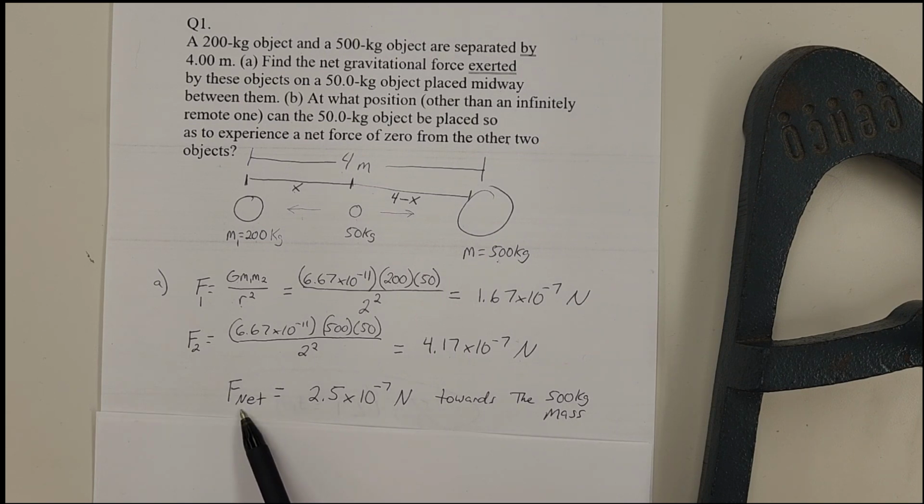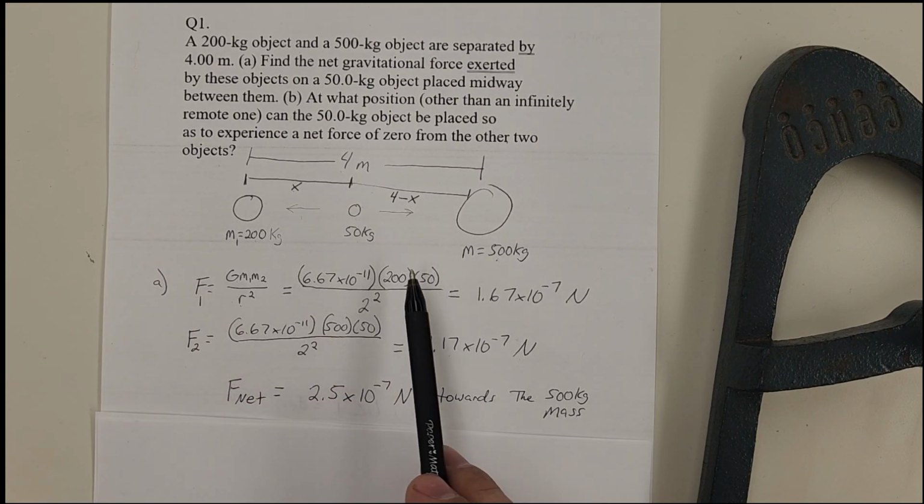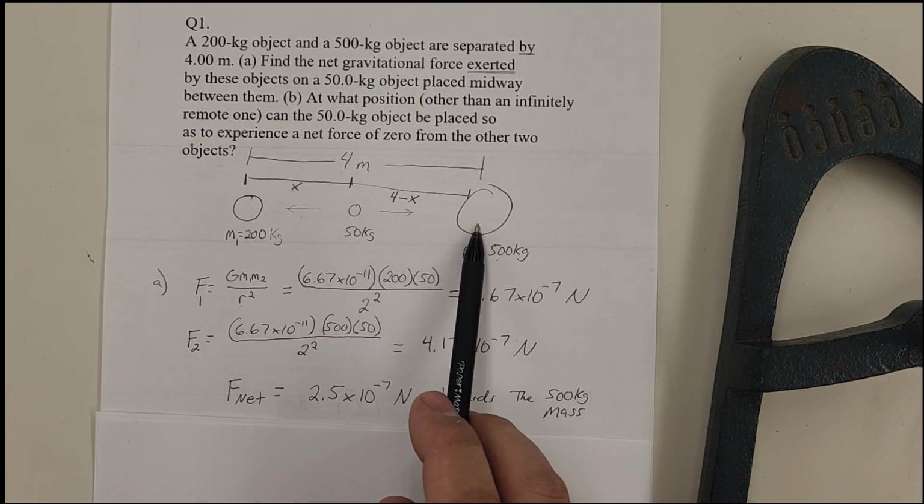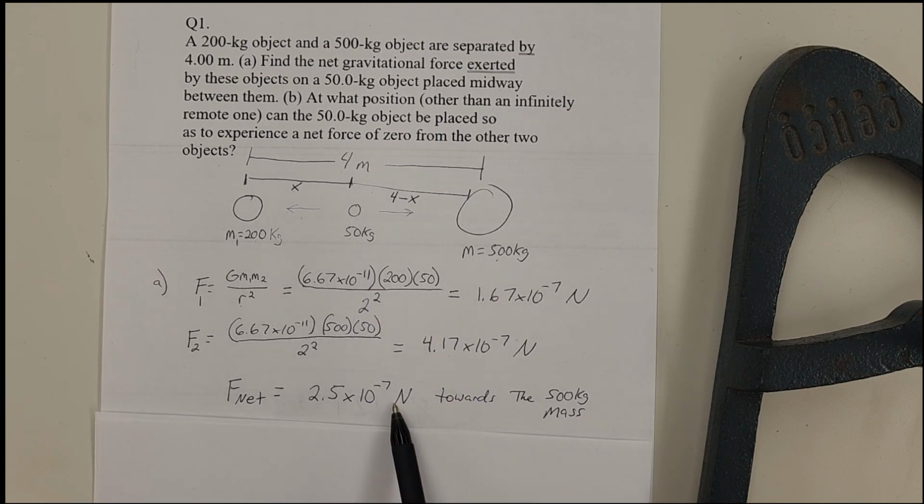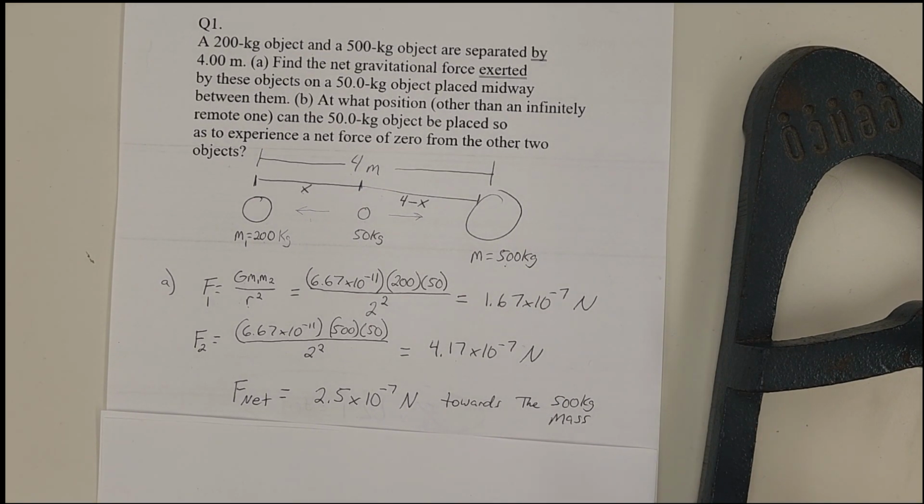But force is a vector, so we also need to put a direction on that. The way I drew my problem, it will end up pointing in the positive x direction, but you may have drawn yours in a different orientation. Either way, that's fine. To take care of the direction, we can just say that it's towards the 500 kilogram mass, and then we know we're right no matter how we drew it. Towards the 500 kilogram mass.